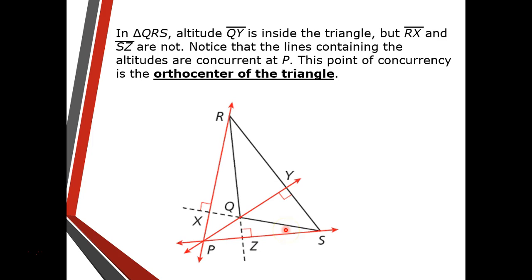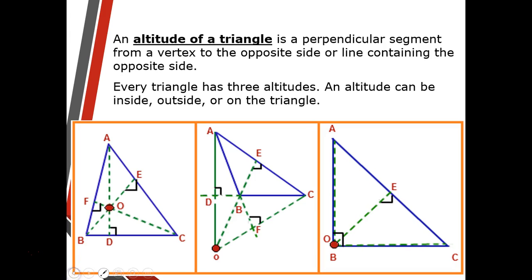So notice that these lines containing the altitudes are concurrent at P. See, if we extend all these lines out for our obtuse triangle here, we do have a point of concurrency, and this point of concurrency where the altitudes meet is called the orthocenter of the triangle. So let's go back here. These points of concurrency are called the orthocenters.